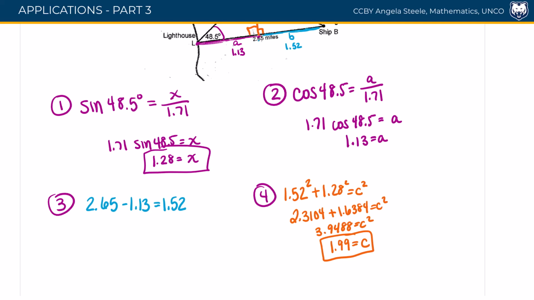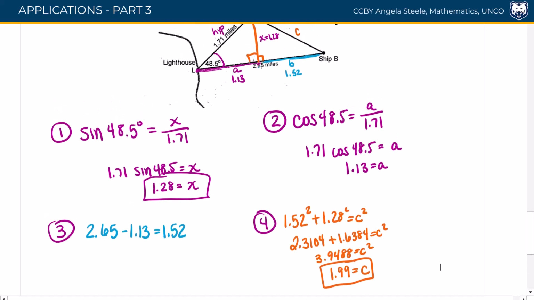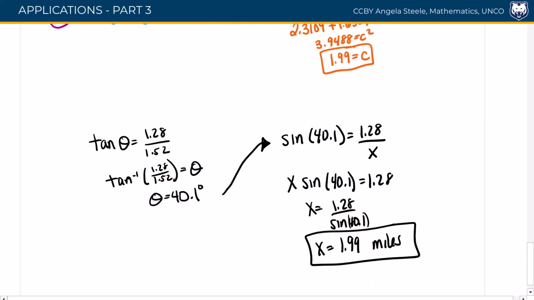There are additional ways to solve this. For example, instead of using the Pythagorean theorem, you could have done the angle right here, we'll call it alpha. You could have done tangent to find the angle and then done sine to find that distance. The work would look like this. Okay, and with this work, you will see that we also get 1.99 miles.